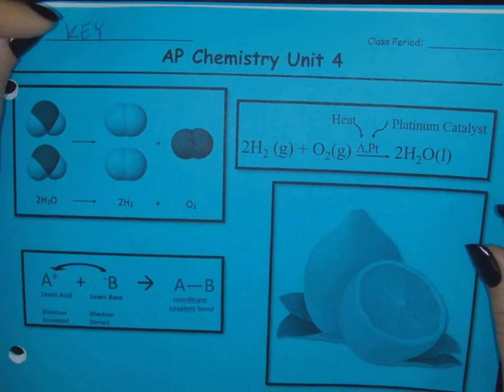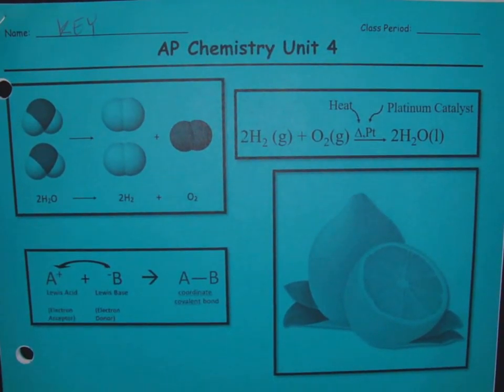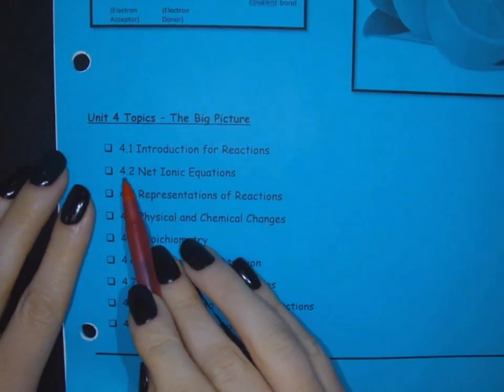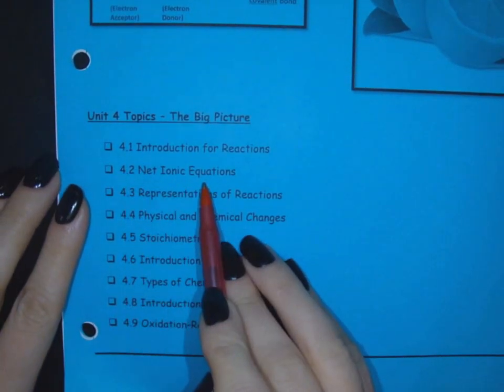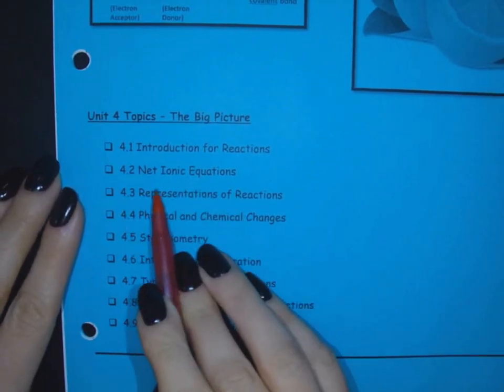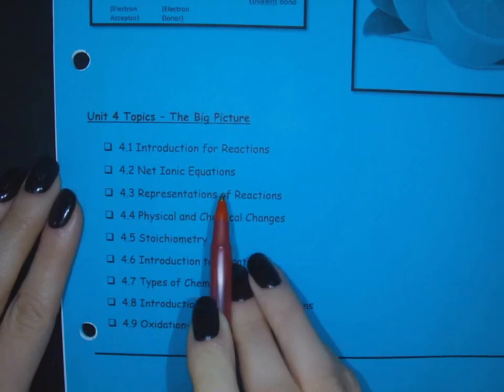So I really hope that you watched the video before class today because it's going to be extra helpful. It was technically review, but there were a lot of hard concepts that we covered in the video. And this one went over both 4.2 net ionic equations and 4.3 representations of reactions, and really the video didn't even get to this one, and so we'll talk about that right now.